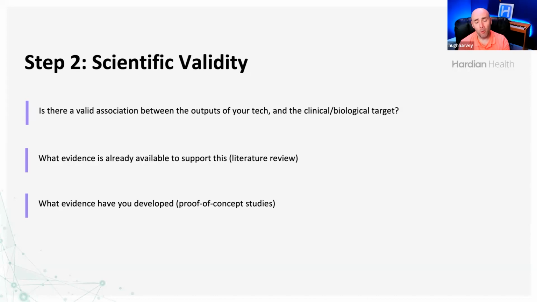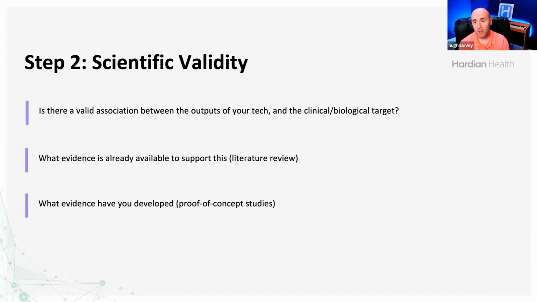So the whole point of the scientific validity phase is to slow you down just a little bit in your thinking before you go into clinical investigation, to make that scientific link. So there are a couple of ways to demonstrate scientific validity.